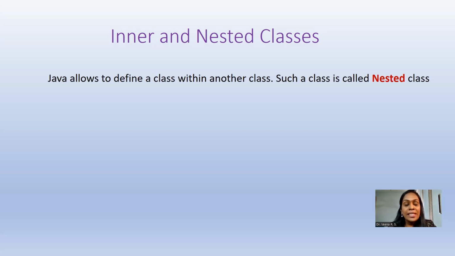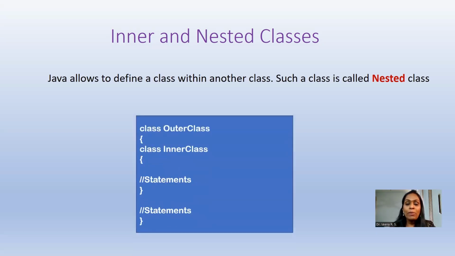Java basically allows us to define a class within another class, and such a class is called a nested class. So when we define one class within another, the concept of nested class comes into picture. How does it work? What is the syntax for the same? How nested classes and inner classes look is represented in this particular statement.